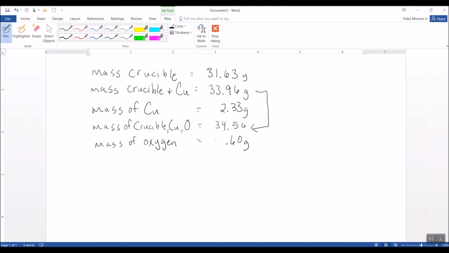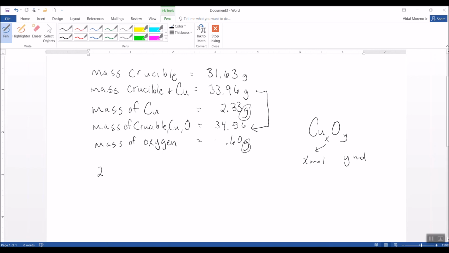Because what are we going to do? Well, a formula is made up of a mole ratio. So if we can get these grams and convert them to moles, then we have a mole ratio that could possibly get us to our answer.